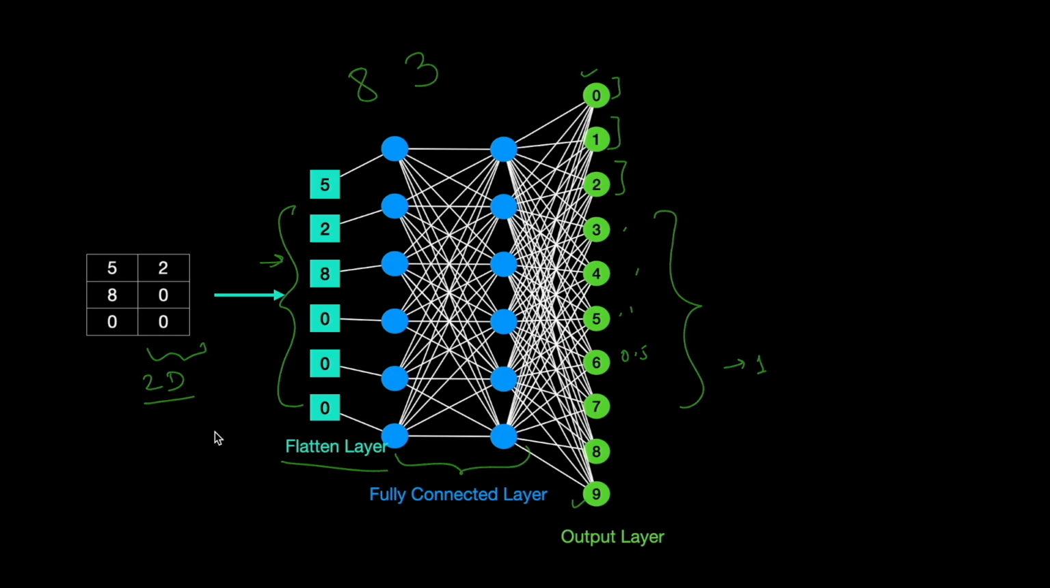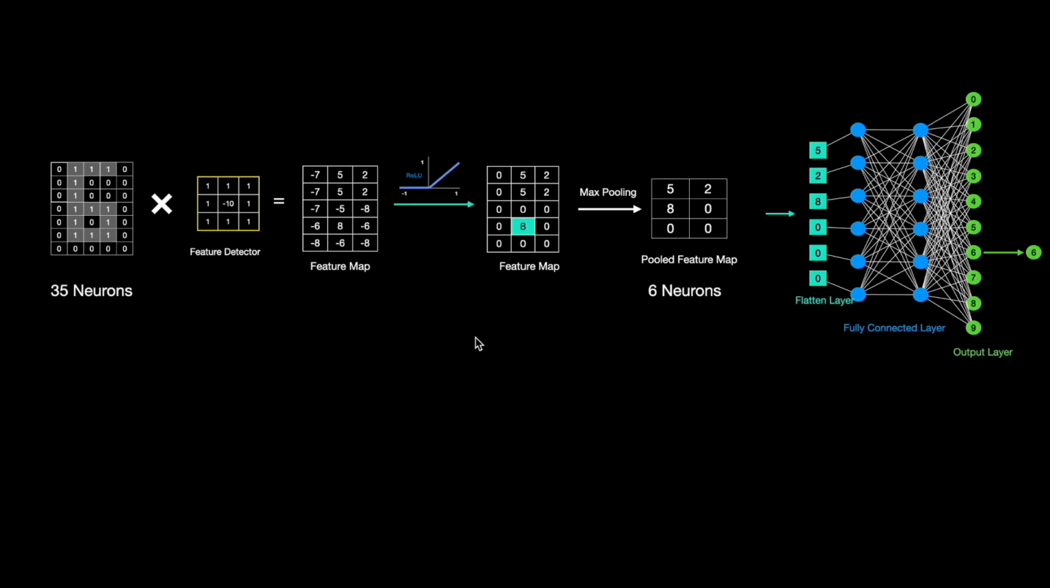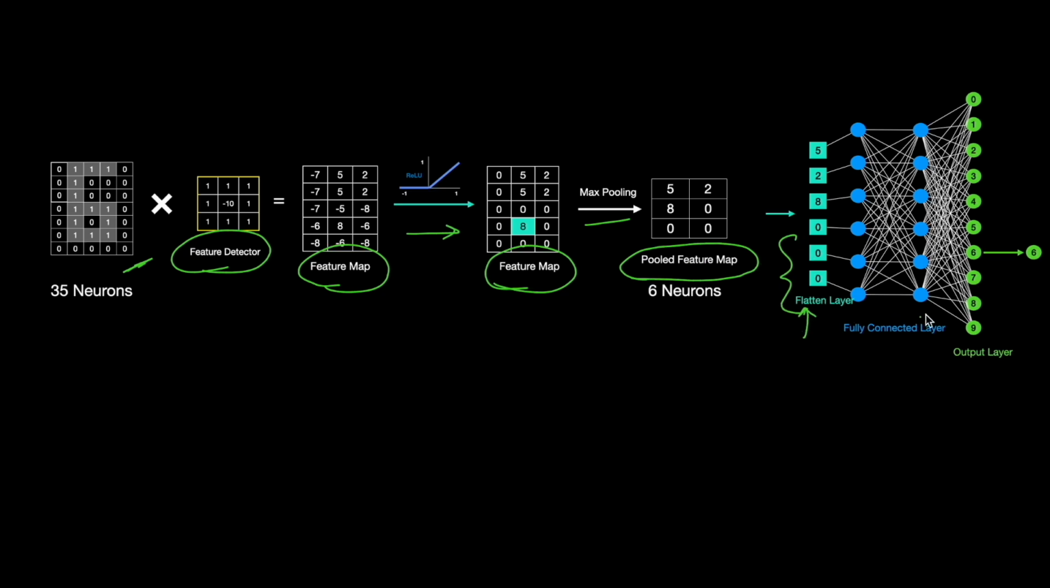Okay, so let's clear the screen. And now CNN will make the prediction about the digit, which is 6 in this case. Let's summarize what we have learned so far. So we got the input image, we applied feature detectors, we got the feature map, applied the activation function, and got the activated feature map. After max pooling, we got the pooled feature map. Then we flatten the feature map, and that becomes the input layer, and it passes through the fully connected layer to the output layer. And at the end, we classify the digit.